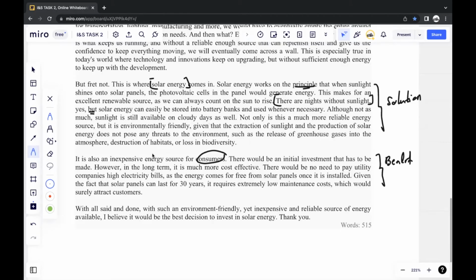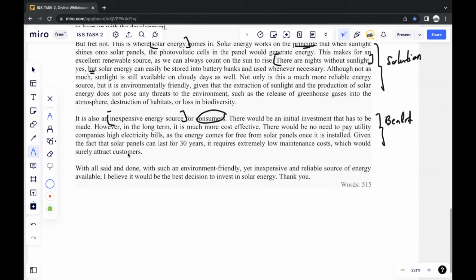So I just talked about why it's an inexpensive energy source for consumers. There'll be an initial investment, but in the long run, it requires low maintenance and therefore customers would be attracted to this type of product. And then I sort of gave a summary of everything, saying it's environmentally friendly, inexpensive, and reliable. This is basically a summary of almost all my points that I mentioned. And just a reiteration of what my elevator speech is about, and a thank you.